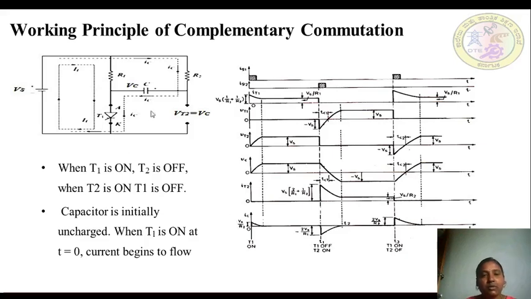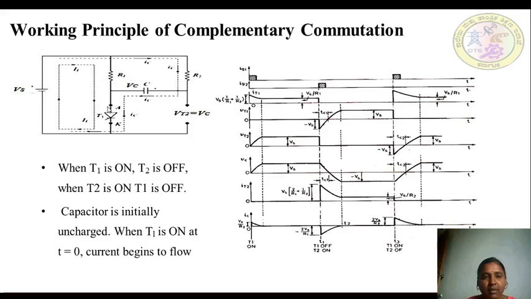Coming to the working principle. As I have already told you, this is one SCR T1 and this is another SCR T2. It is connected to the DC supply. So when T1 is on, T2 will be off, and when T2 is on, T1 will be off. Let us assume the capacitor is uncharged initially. This is the capacitor voltage, which starts from 0, that is, it is not charged. Now you apply a gate pulse for T1. IG1 is the gate pulse for thyristor T1.